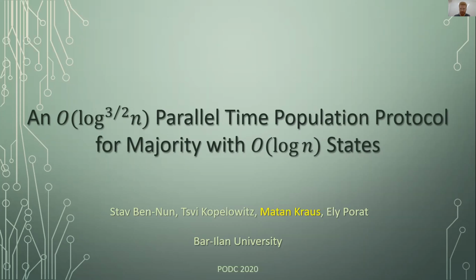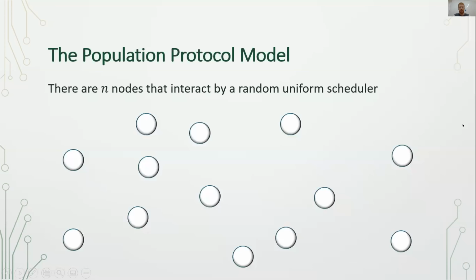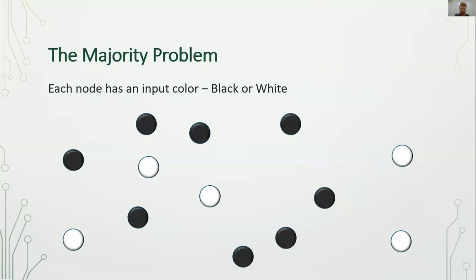So I'm Martin Kraus. I'm going to speak about the majority problem in population protocols. This is joint work with Stav Ben-Nun, Zvi Kopelowitz, and Eli Porat. In a population protocol, we have n agents or nodes that have pairwise interactions by a random and uniform scheduler. On each round, two nodes are selected randomly, and then they can observe each other's state and update their own state according to some transition function.